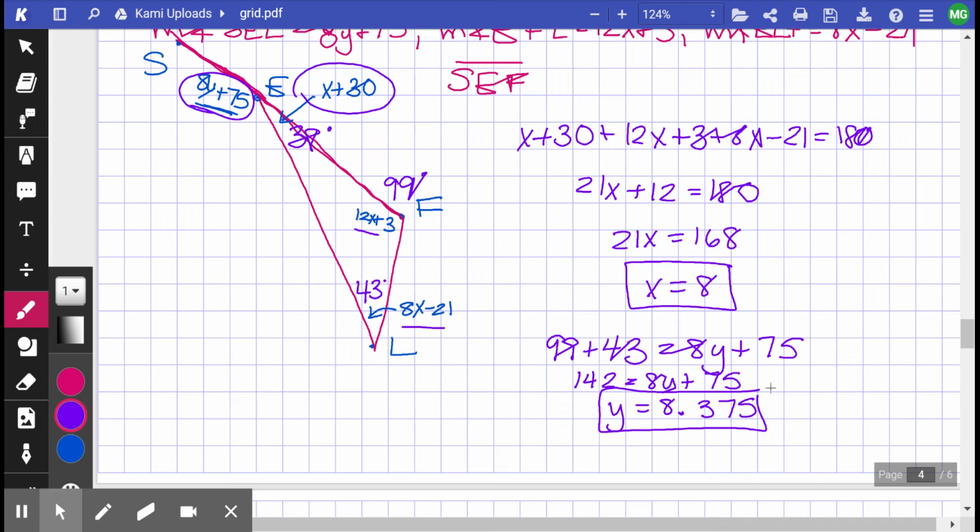Okay, and then lastly, we want to find the measure of angle SEL. So we're just going to substitute in to find that. So we want the actual measurement. So 8 times 8.375 plus 75. And you can type that right into your calculator, and it should give you 142 degrees.